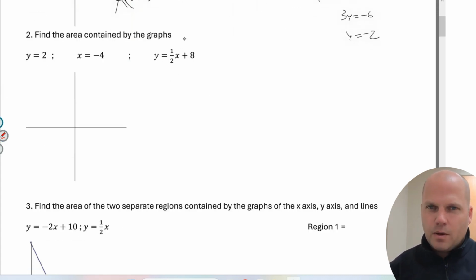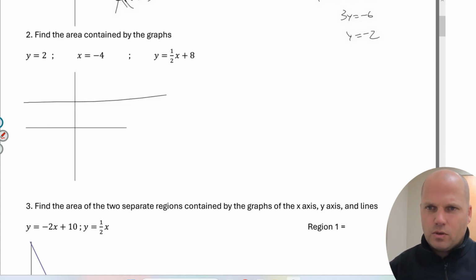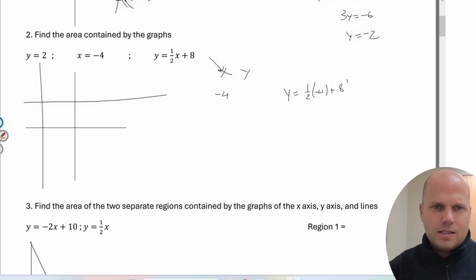All right. Same here. We've got y equals 1/2 x plus 8. So probably like that. Maybe my region looks something like this. I don't know. I know I've got y equals 2. I've got x equals negative 4. What is that going to look like? So let's figure out the points. If x is negative 4, y is 1/2 times negative 4 plus 8. So that's going to be 8 plus negative 2, which is 6.